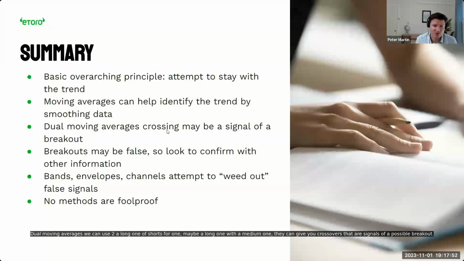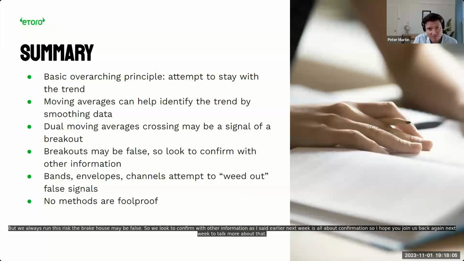Dual moving averages, we can use two, a long one and a short one, maybe a long one with a medium one. They can give you crossovers that are signals of a possible breakout, but we always run the risk that breakouts may be false, so we look to confirm with other information. As I said earlier, next week is all about confirmation, so I hope you join us back again next week to talk more about that.